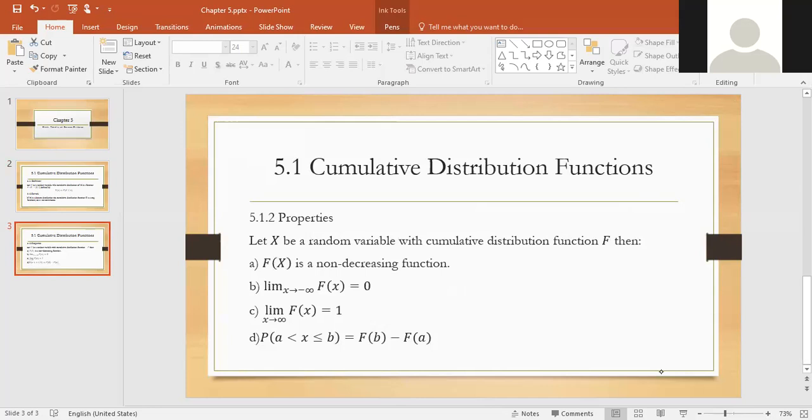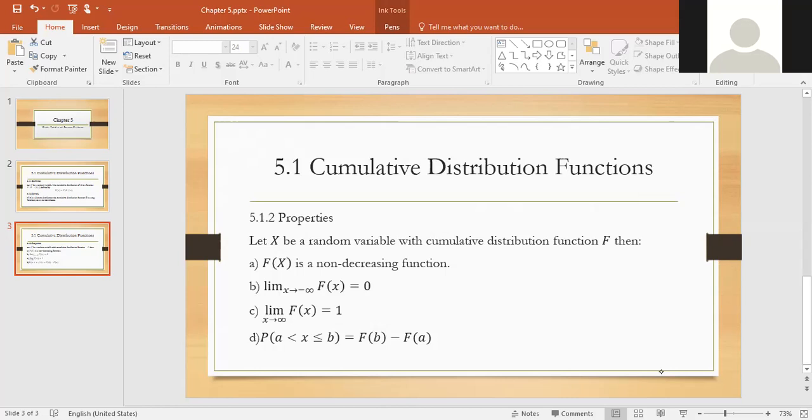If A is a subset of B, the probability of A is less than or equal to the probability of B. Remember that B is equal to B minus A union A, because A is a subset of B. So P of B equals P of A plus P of B minus A. We did this before. That means P of B is greater than or equal to P of A.